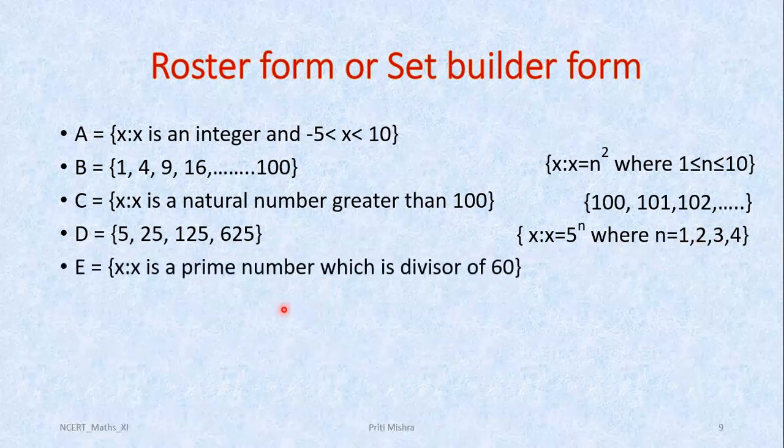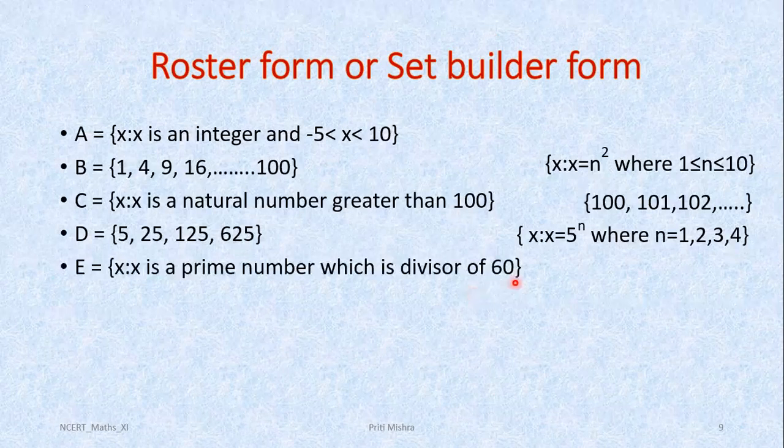Let's have another one. Our next set E is equal to x such that x is a prime number which is a divisor of 60. It is written in set builder form. And if I ask you to write down this set in roster form, then how will you write it? You need to find out the prime factors of 60. So what are the prime factors of 60? 2, 3 and 5. So you have to write 2, 3 and 5 within the curly braces. So this gives you this set in roster form.